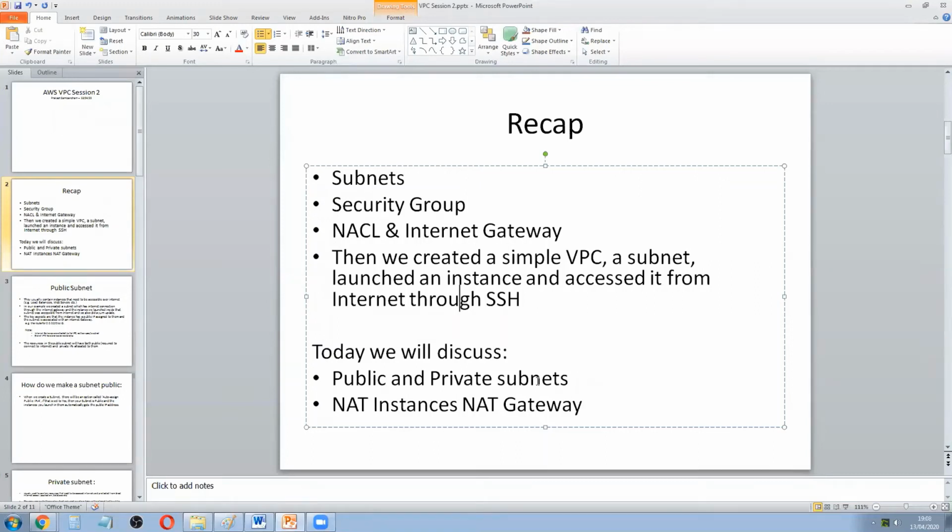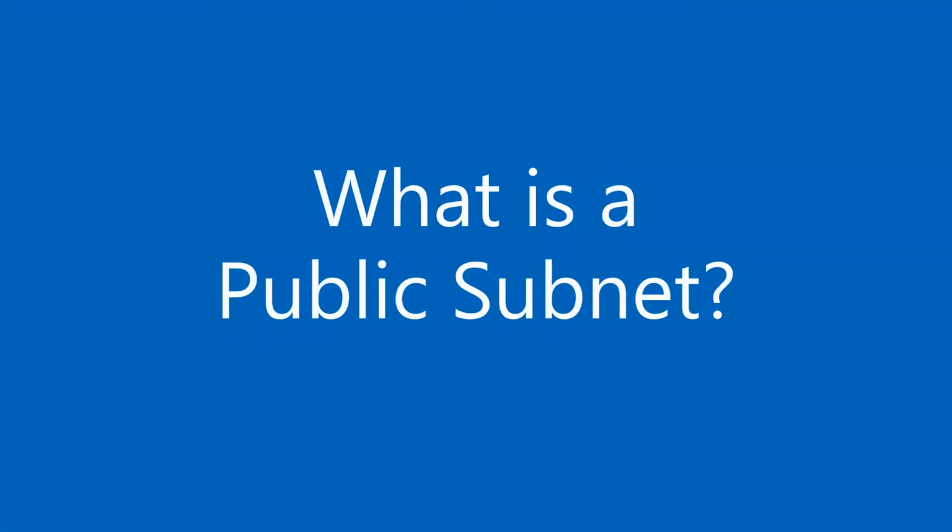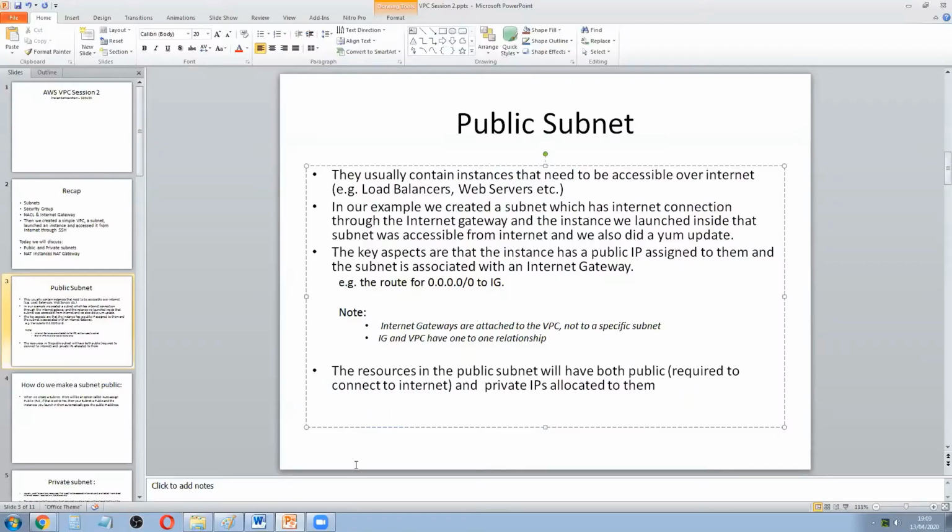So today we're going to look at public and private subnets, NAT instances, and NAT gateways. When we create a new VPC, all the subnets we create are private subnets, so we have to make them public. In the default VPC, all the subnets are public subnets, so we don't have to create anything. But in the one we created just now, they are all private, so we need to make them public. Yes, that's the AWS functionality.